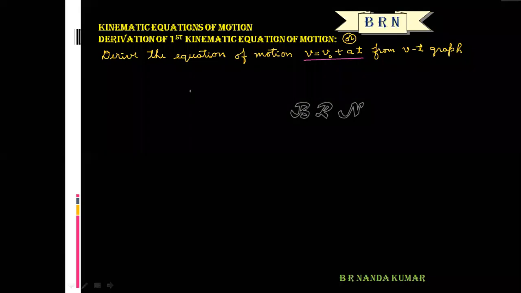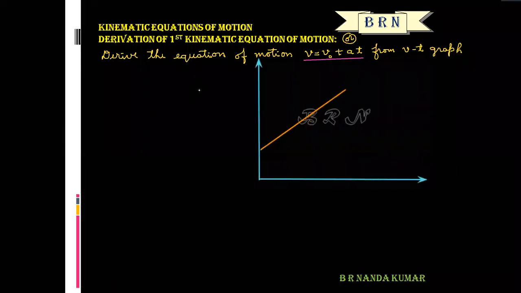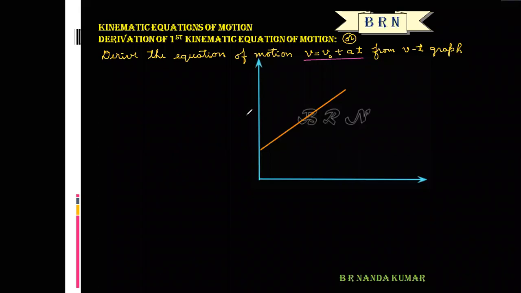Okay, first let us consider the VT graph. What is the meaning of VT graph? A graph drawn by taking velocity, that is along y-axis, and time, that is along x-axis. So the velocity is measured in terms of meter per second. Time is measured in terms of second.